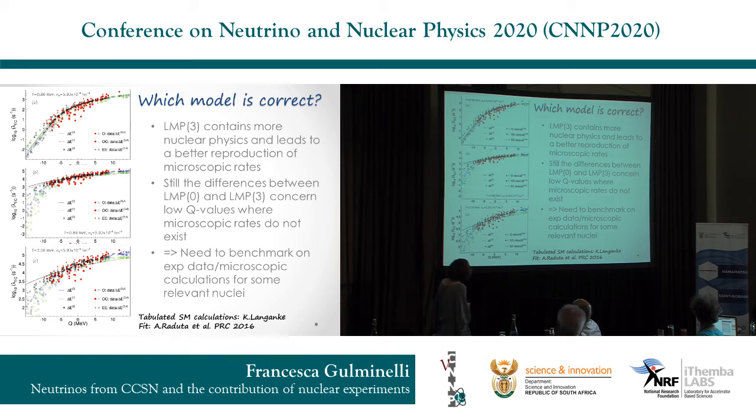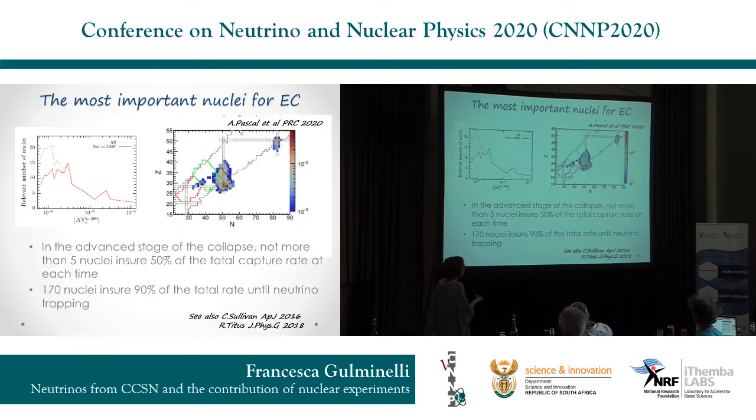But still, if you see where this improved fit differs from the standard fit, it is essentially over here in the very low Q value region. And in this region, there is no microscopic calculation. So both of them are extrapolation. This means that really, to give the final answer, one should benchmark on either experimental data or microscopic calculation, or better both, and exactly in this region, if this region is important.